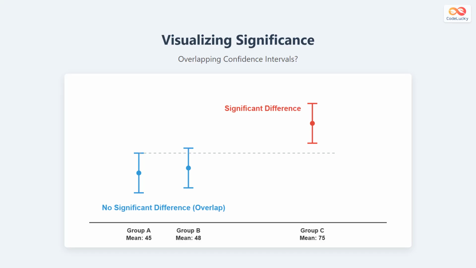When you look at the results visually, you are often looking at confidence intervals. If the intervals of two groups overlap significantly, post-hoc tests will likely show no difference. However, if the interval of one group, like the red one shown here, is distinct and does not overlap with the others, the test will identify that as a statistically significant difference.